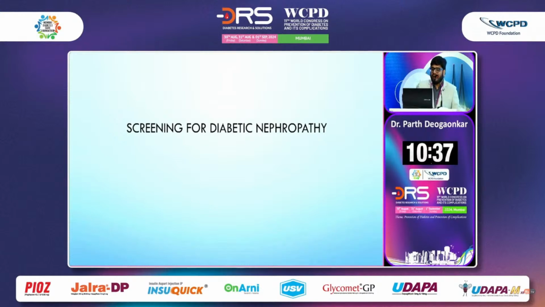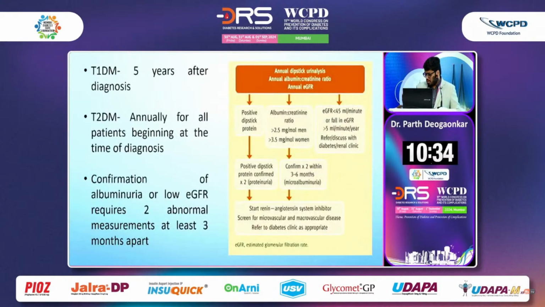So how do we screen for diabetic nephropathy? For patients with type 1 diabetes, you start the screening after 5 years of diagnosis. For type 2 diabetes mellitus, the screening should be annual because we don't know the exact onset of type 2 diabetes mellitus. We should do a urine quantification through urine albumin by creatinine ratio, or a urine routine showing a positive dipstick protein. And this should be confirmed by two findings within 3 to 6 months to confirm the presence of diabetic nephropathy.